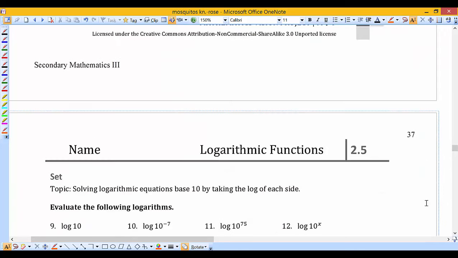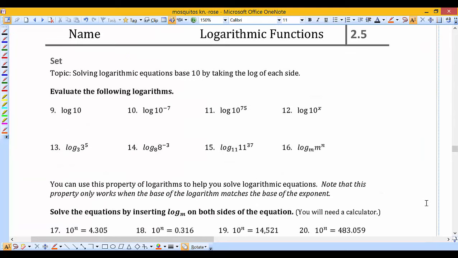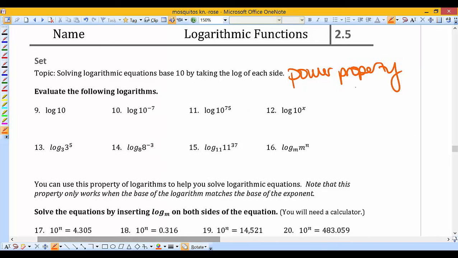All right, that takes care of the ready. Now for the set. I really like this set. It's getting you using the properties that we've been going over. So you might want to use your foldable for these ones. And we are actually going to use the power property here. So don't forget the power property.